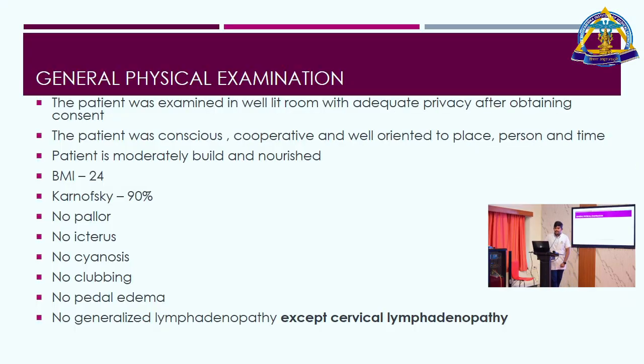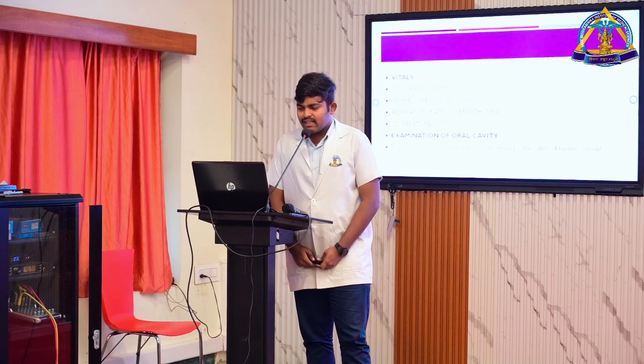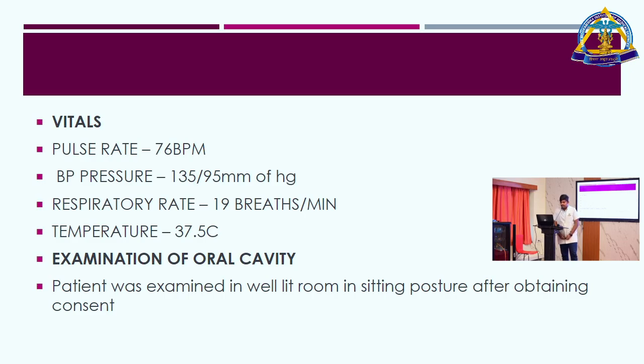General physical examination. Patient was examined in a well-lit room with adequate privacy after obtaining consent. The patient was conscious, cooperative and well oriented to time, place and person. The patient is moderately built and well nourished. BMI is 24, Karnofsky scale is 90%, no pallor, no icterus, no cyanosis, no clubbing, no pedal edema, no generalized lymphadenopathy except cervical lymphadenopathy.